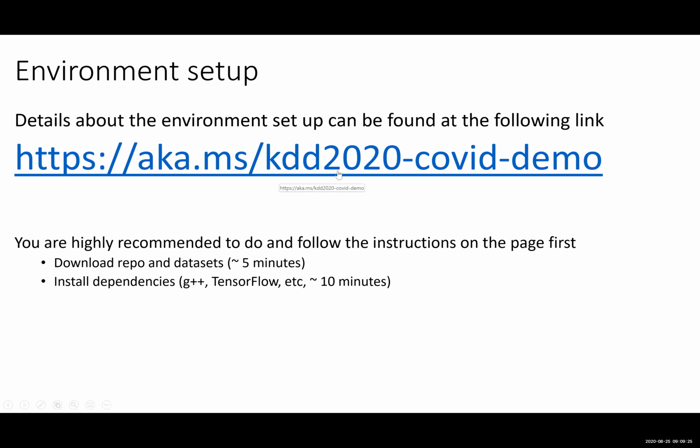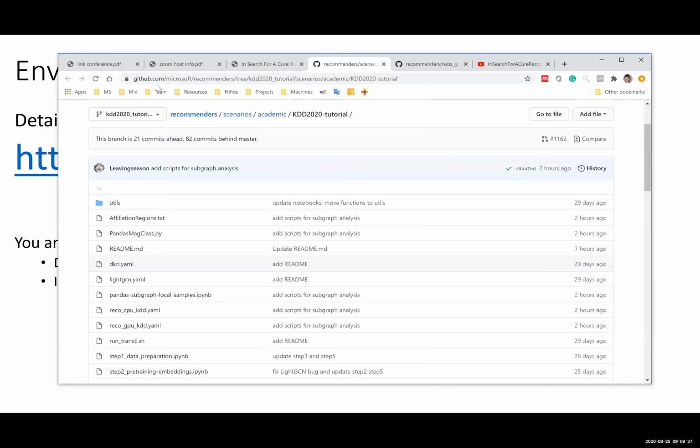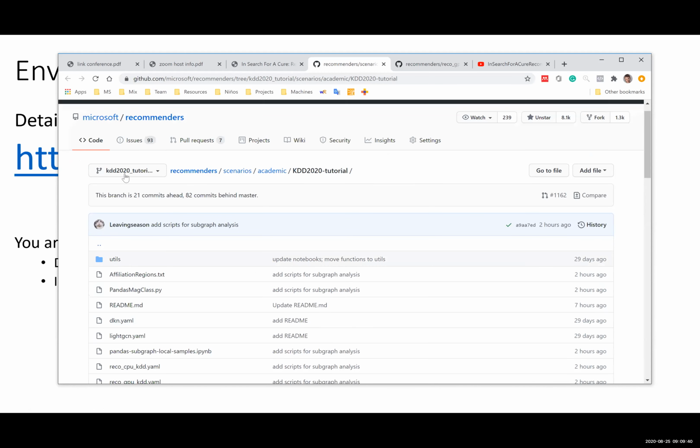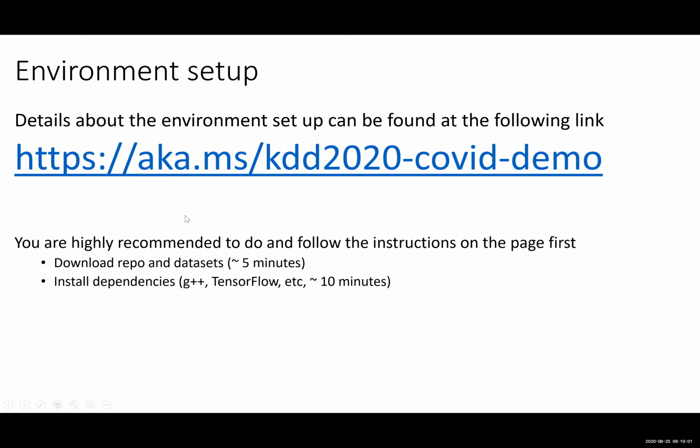This is the environment setup, just what I said. Go to this page, and you just need to clone the repo. The repo is Microsoft Recommenders. The only thing you need to make sure of is that you are on the branch KDD 2020 tutorial. And this is the path where the code is. You just need to run the code environment.